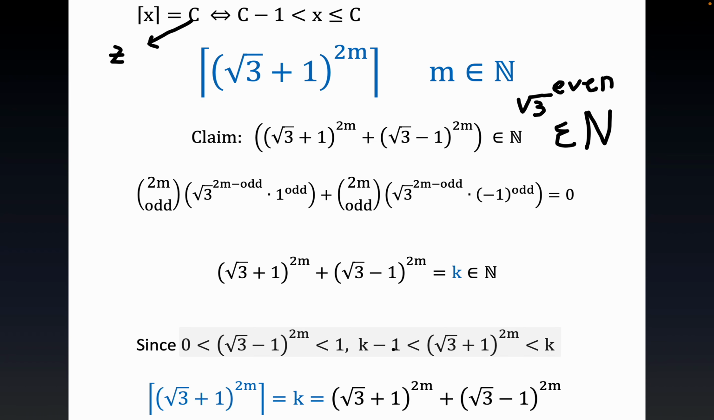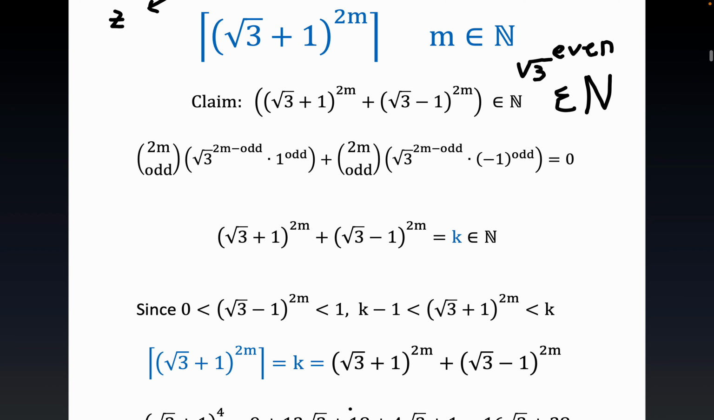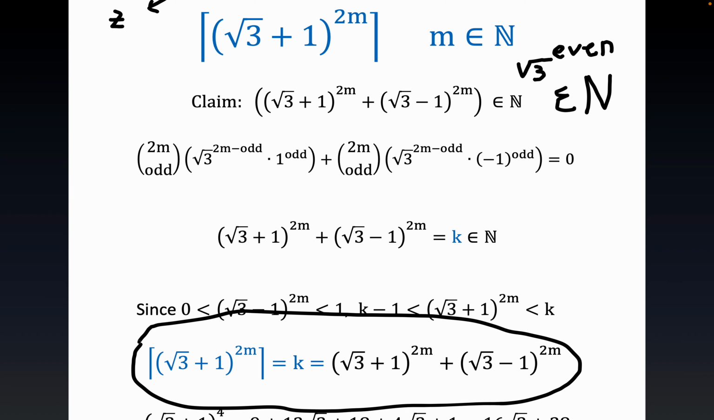that means k minus 1 is a lower bound for the square root of 3 plus 1 quantity, and k is an upper bound, right? But that's exactly what this definition says. That's what we mean by the ceiling, right? And so you see, the answer to our question is equal to k. So that would be the ceiling of this expression. Now, of course, that would involve an expansion, but this is literally the answer to the question, and I guess in closed form, right? Okay, so that would be the solution to the problem.